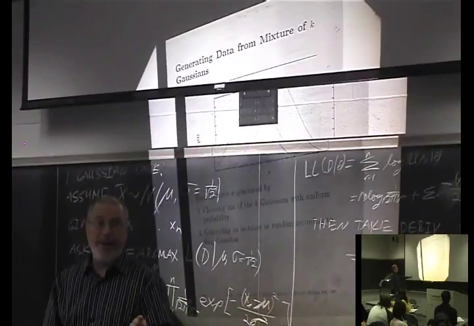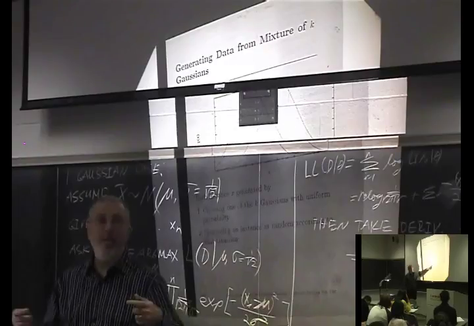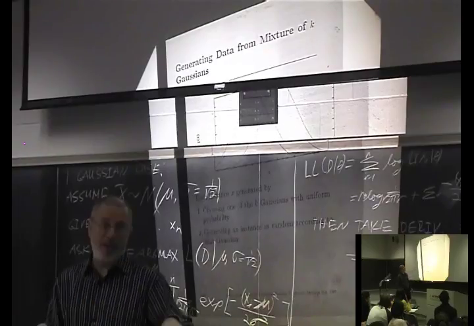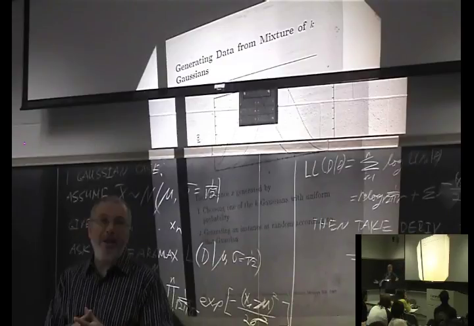Here you see the generative story. Each instance k is generated by first choosing one of the k Gaussians, even though in the picture there are only two, but in principle there are k. And here they chose with uniform probability, just like I chose half and half, but it doesn't have to be.